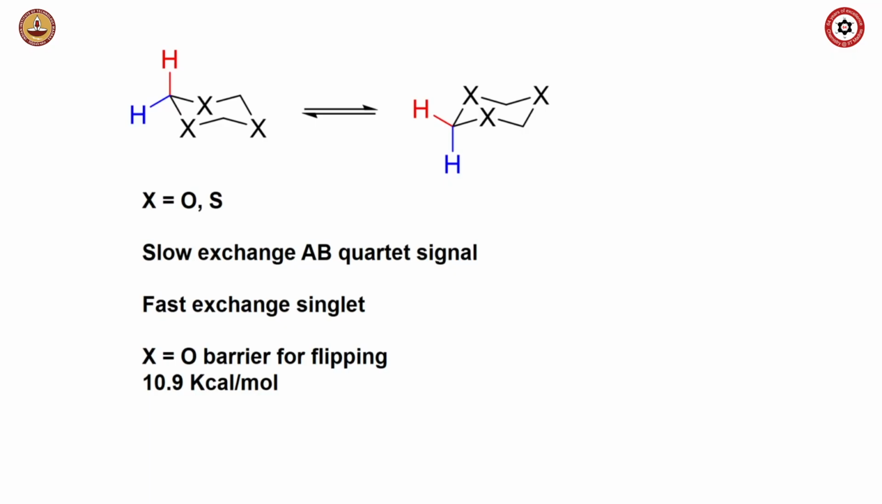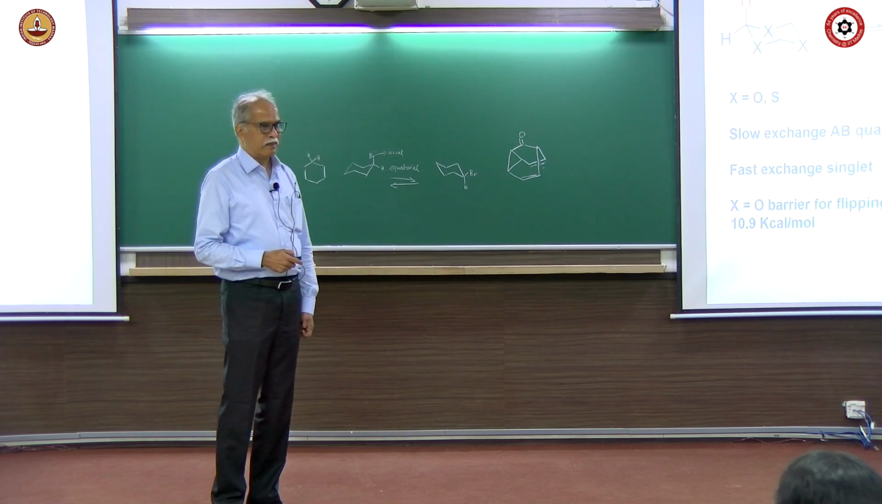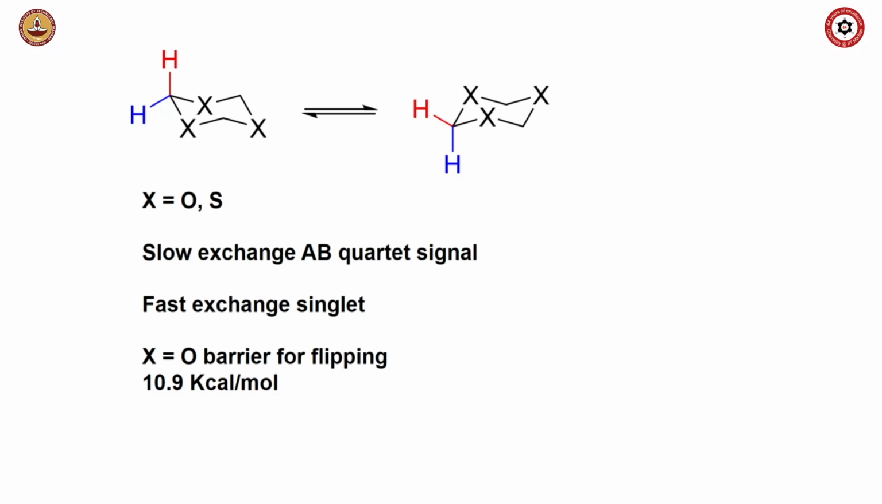Here there are molecules in which oxygen and sulfur are located in this position. So all the 3 axial hydrogens are chemically equivalent. That is the red color one. I can put a red one here as well as here. They are all chemically equivalent. The blue ones are also chemically equivalent. I can put a blue one here and a blue one here. That will be chemically equivalent. So there are 2 sets of hydrogens, each having 3 hydrogens.